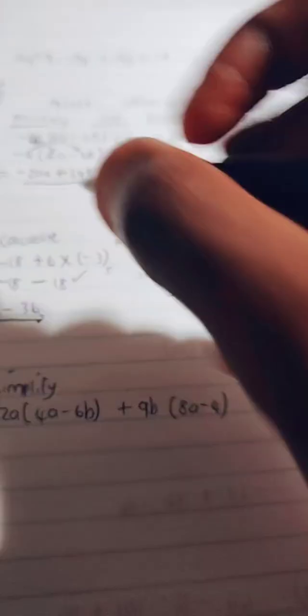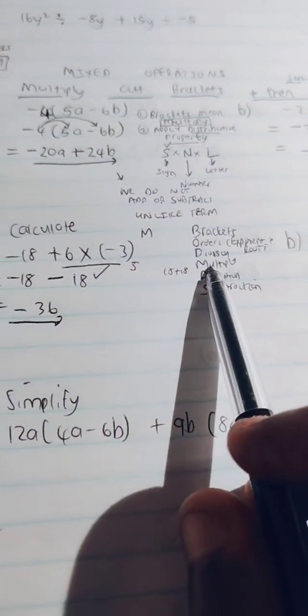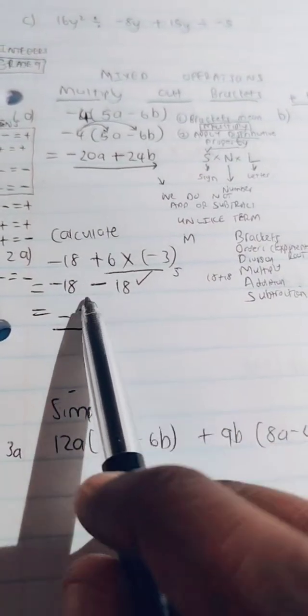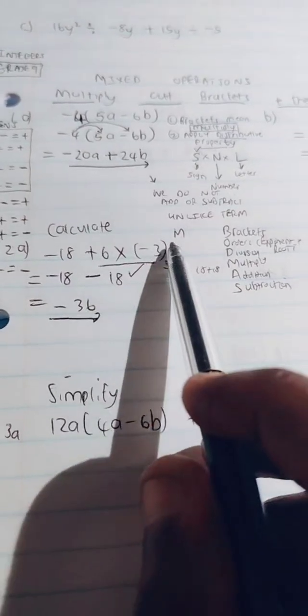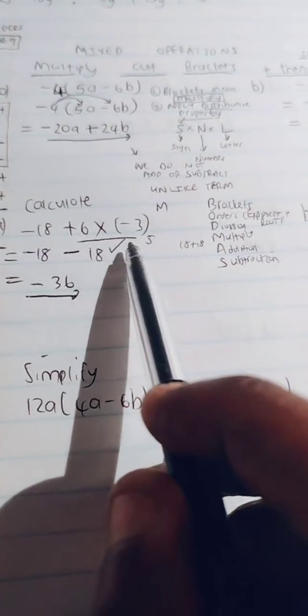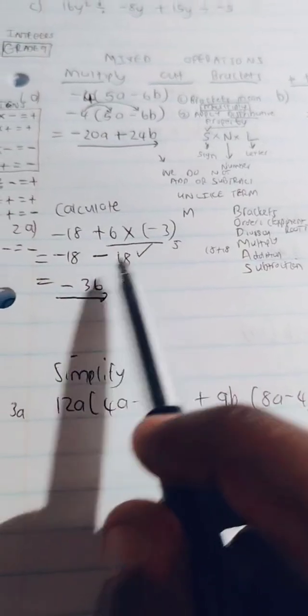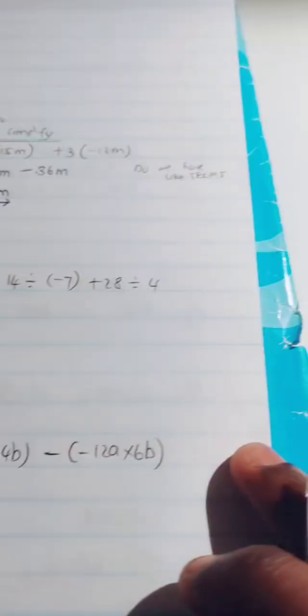Your priority is to focus on multiplication first, according to BODMAS, before you focus on the subtraction that comes after that. Okay, then after the multiplication, after getting negative 18, you can then say negative 18 minus 18. What is the answer? It's negative 36. That would be your second mark. Are we together? Please guys, let's be careful.